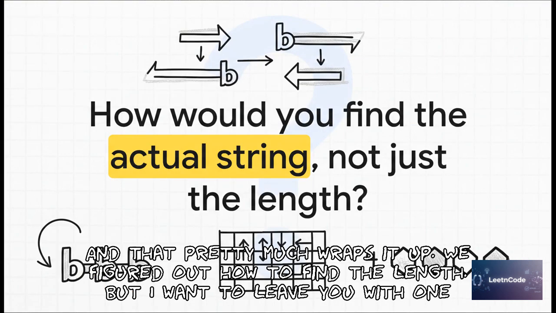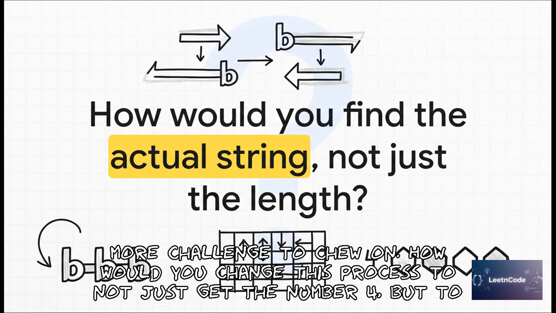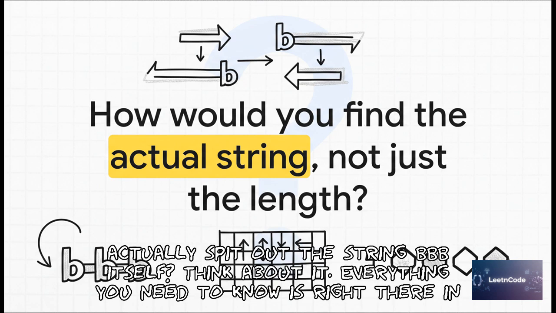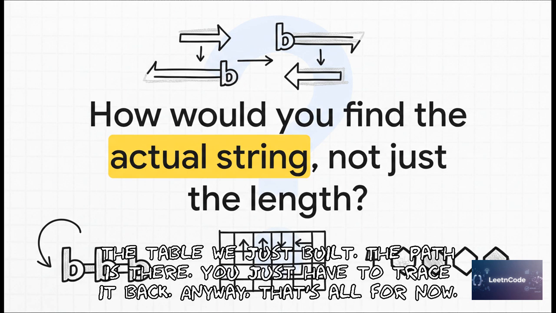We figured out how to find the length. But I want to leave you with one more challenge to chew on. How would you change this process to not just get the number 4, but to actually spit out the string BBBB itself? Think about it. Everything you need to know is right there in the table we just built. The path is there, you just have to trace it back.